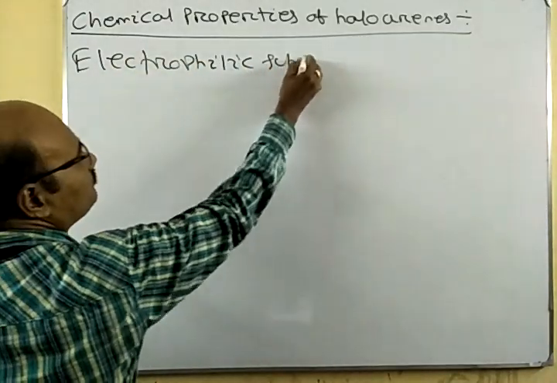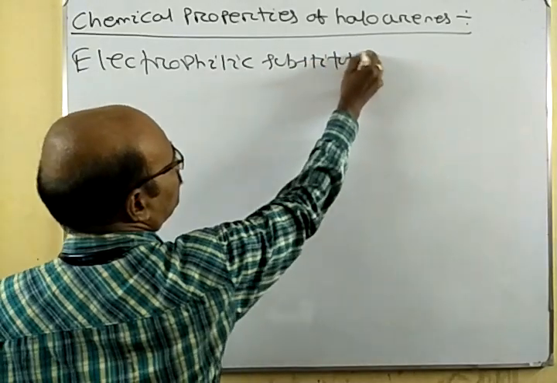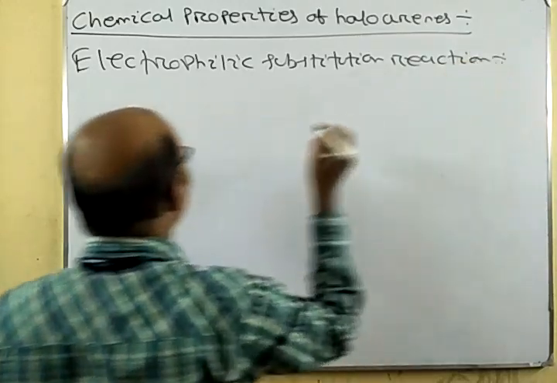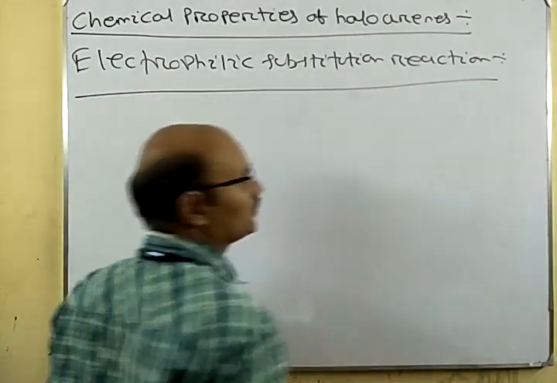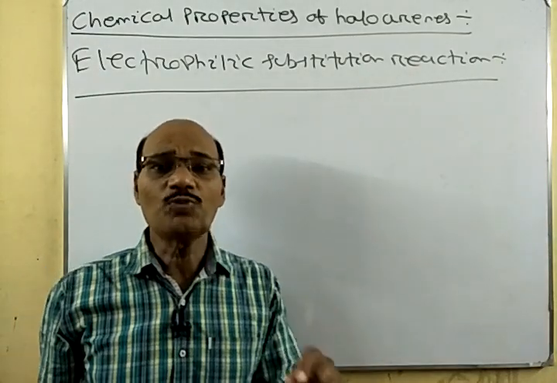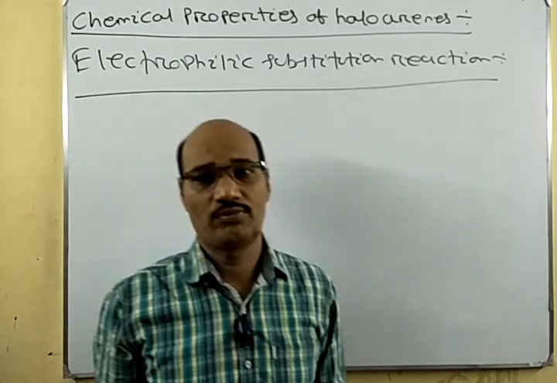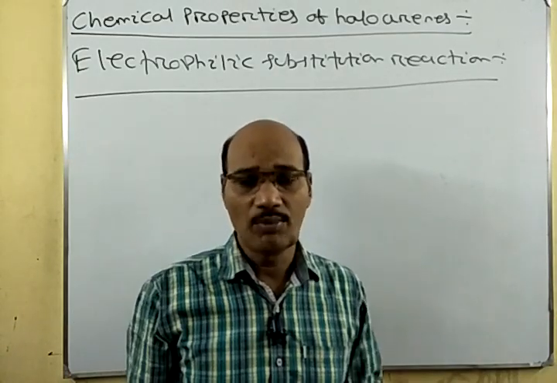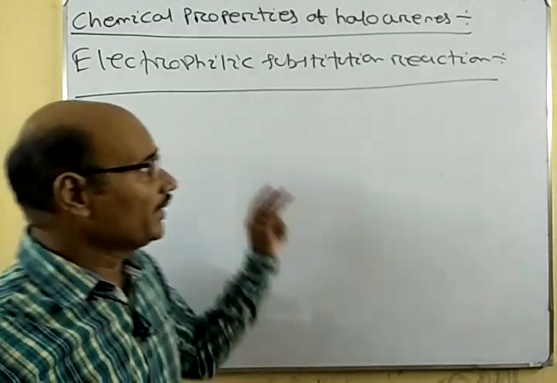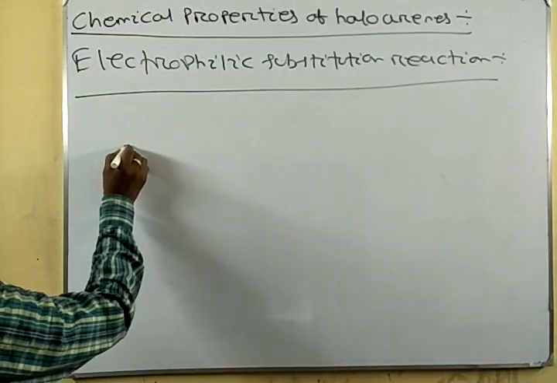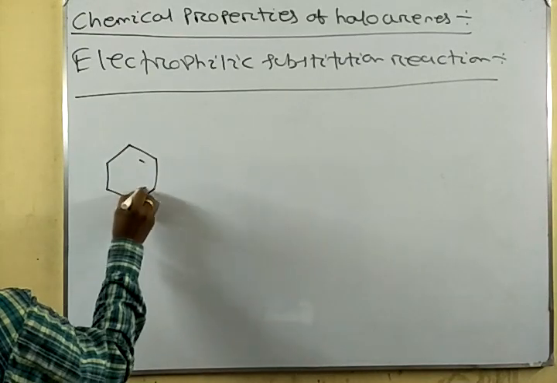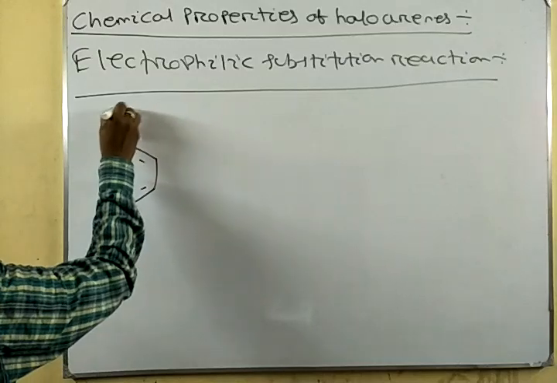Electrophilic substitution reaction. So in an electrophilic substitution reaction, an electrophile will be substituted in the benzene ring where electron density is more. Okay, so in a haloarene, if I take this, this is your haloarene.